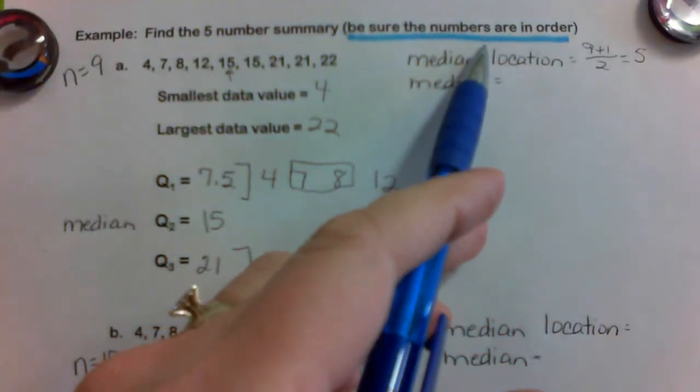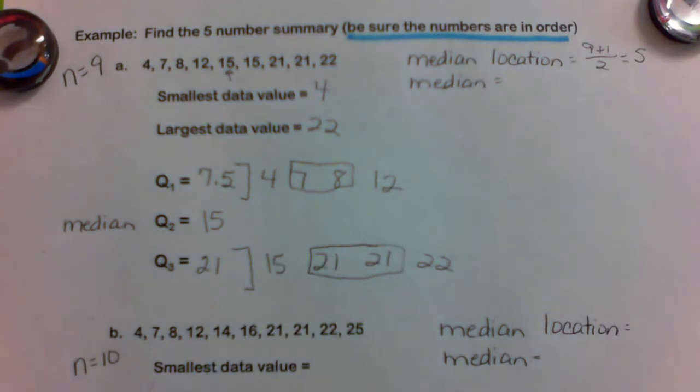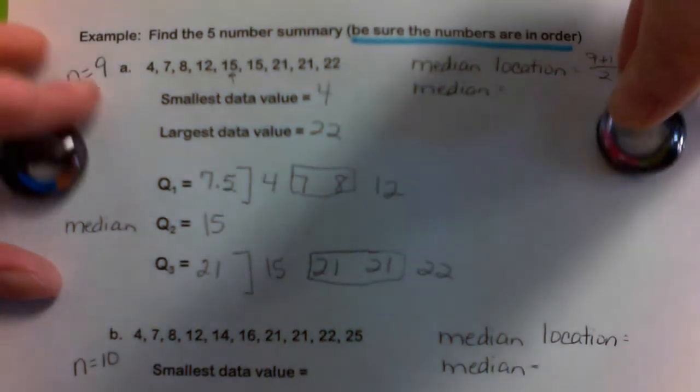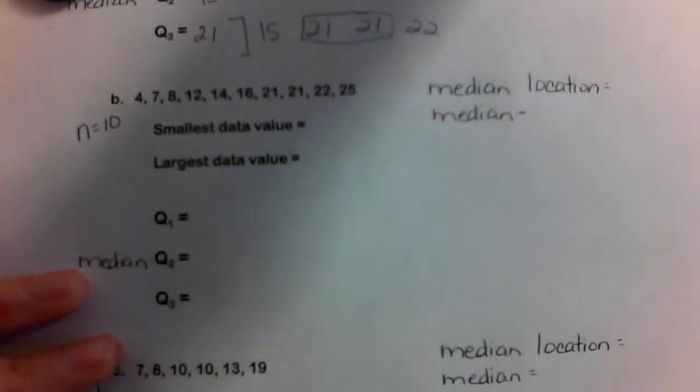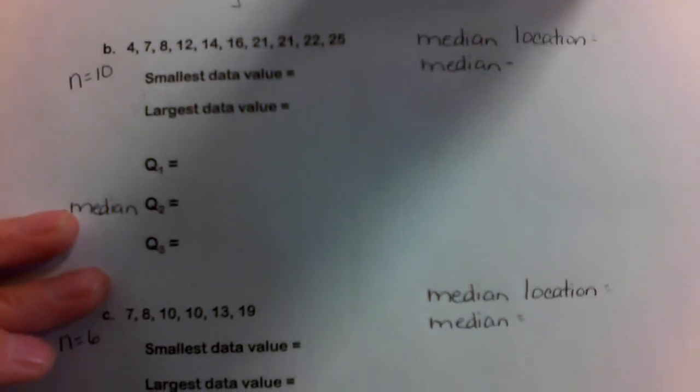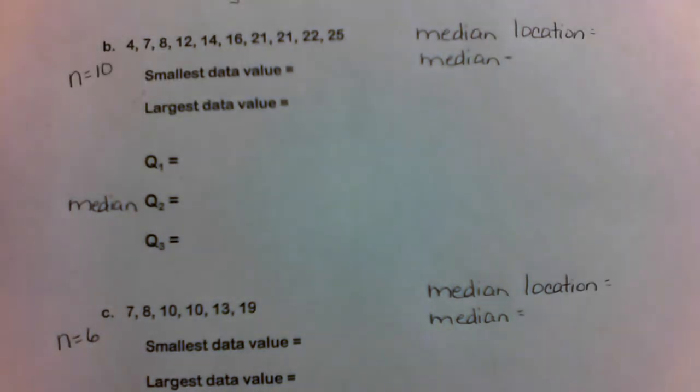Now, be sure that your numbers are in order. In notes, I've already placed them in order, but if any problems from the book or homework or anything are not in order, you'll need to do that first. Otherwise, you will not get the correct median.